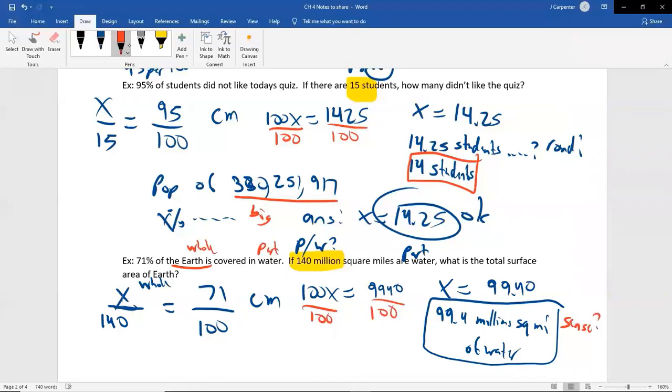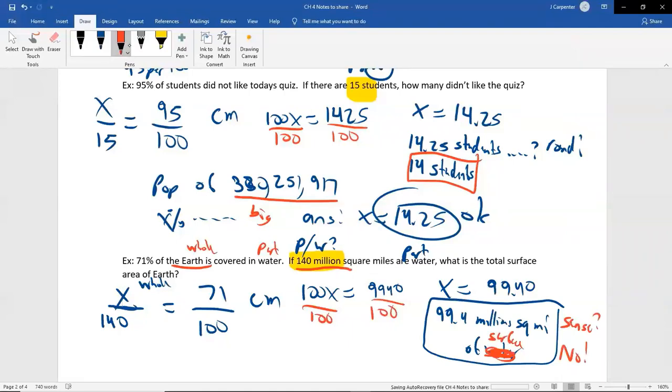No, it doesn't make sense, because the funny thing is I was going to do this problem wrong after this anyway, so you're just going to see the same thing. The 140 million square miles are water, and we were asked for the total surface area, so of surface. That was the first thing I did wrong. So if there's 140 million square miles of water, how is it that the total surface area of Earth is 99.4 million? That includes the water and the land. So this has to be wrong.